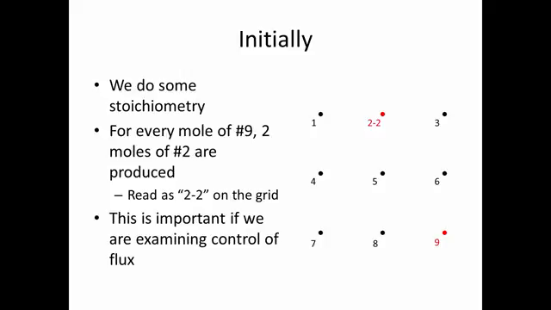So initially we might want to do some stoichiometry. If we think that number 9 is a 6-carbon compound and number 2 is a 3-carbon compound, we might know that for every mole of number 9, 2 moles of number 2 are produced. So then we might want to indicate that on this little grid here. So we read 2-2, which would be 2 moles of number 2 for every 1 mole of number 9 on the grid here. And this is important if we are examining control of flux, how much carbon is flowing through this pathway, and ultimately through the network that we might create with these metabolites, including and not limited to the pathway.